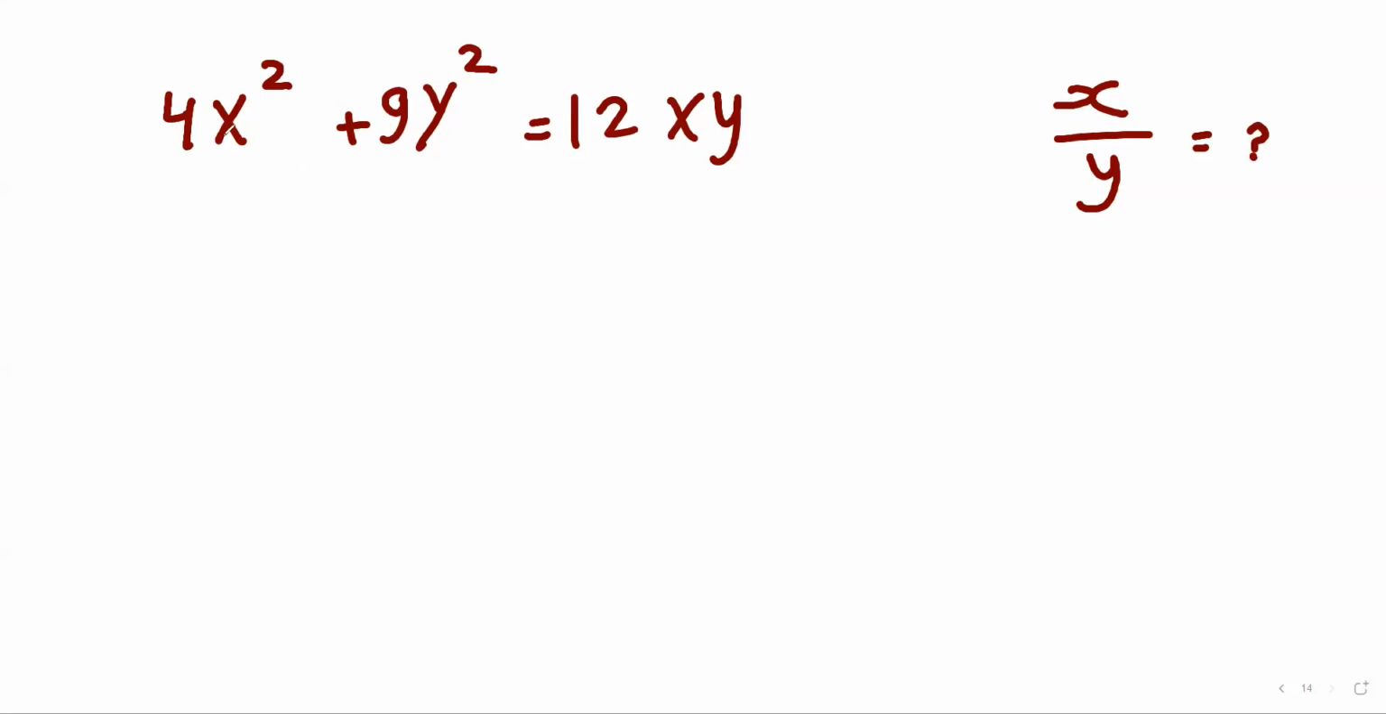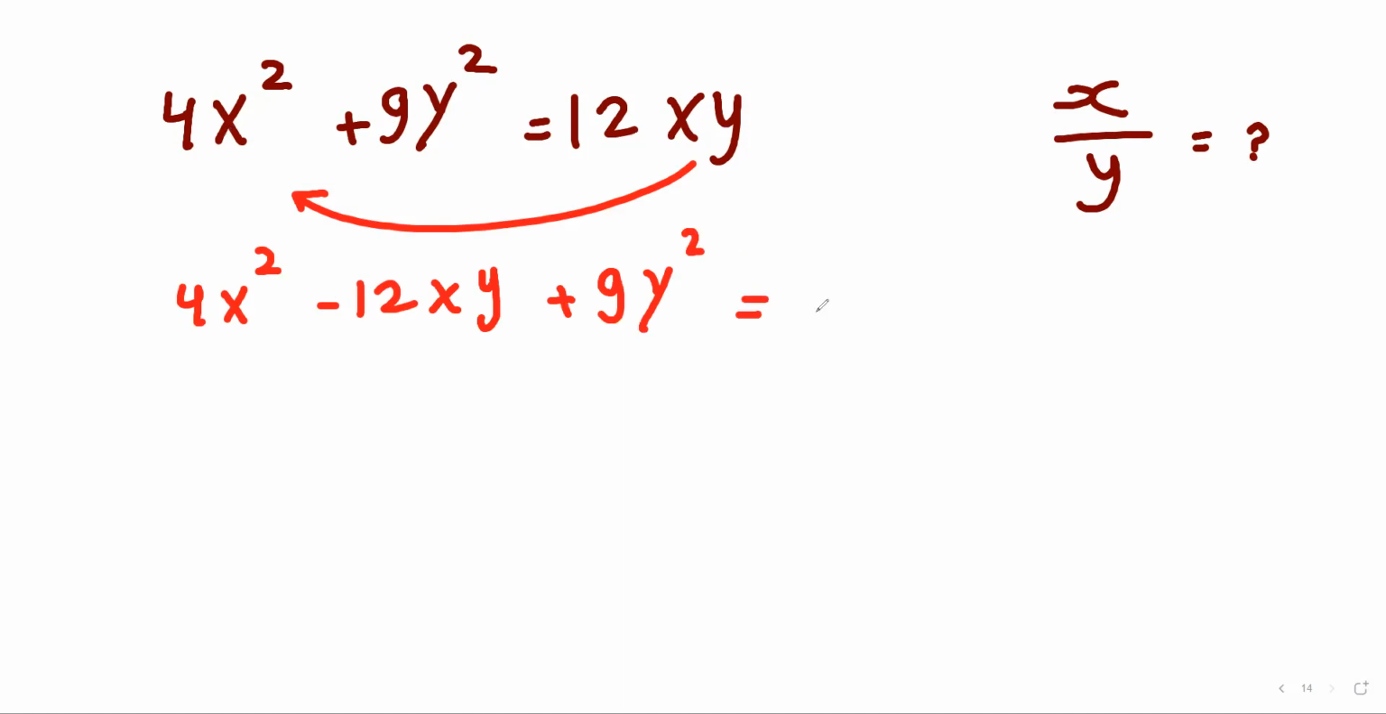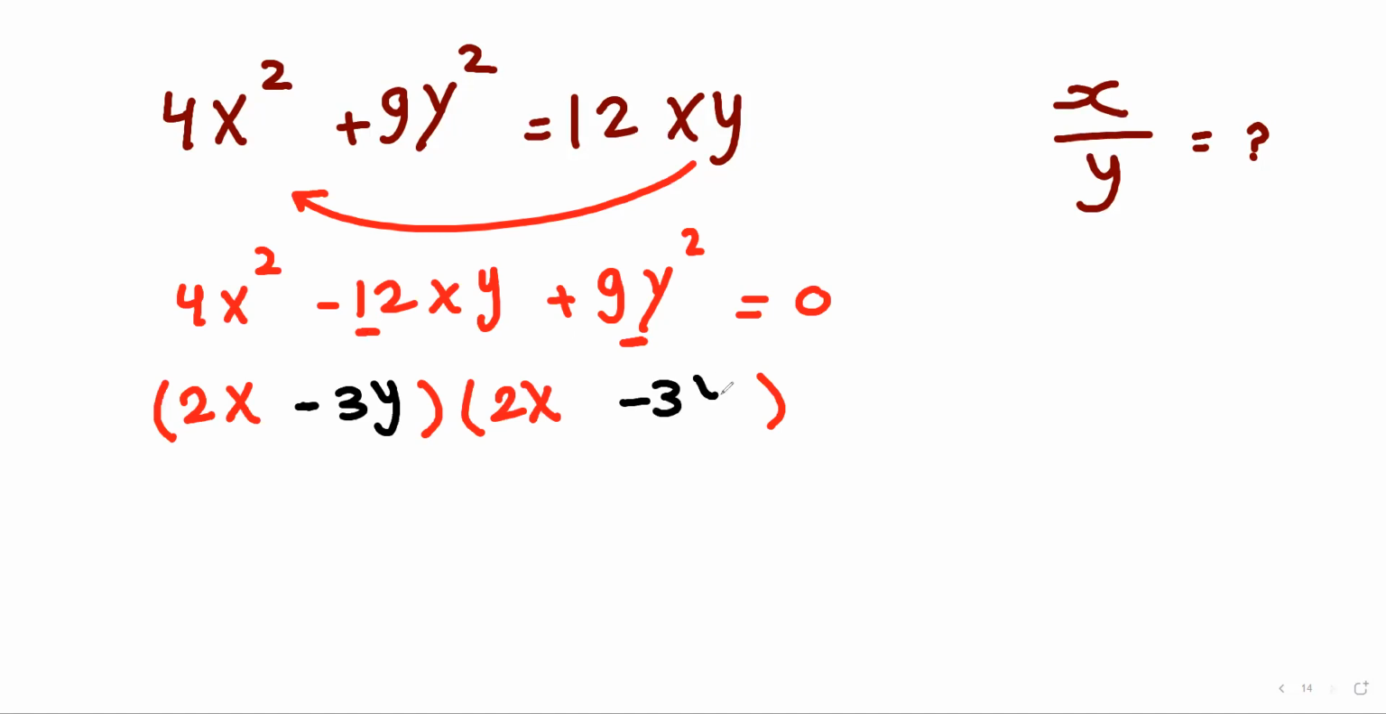Here in this example, 4x squared plus 9y squared equals 12xy, and I want to get x over y. This kind of question depends on factorizing. So move this to this side, it will be 4x squared minus 12xy plus 9y squared equals 0. After that, open two pairs of brackets, and 4x squared is 2x multiplied by 2x. I want to get two numbers whose product is 9y squared and whose sum is negative 12. What are they? The two numbers are going to be negative 3y and negative 3y, equals 0.